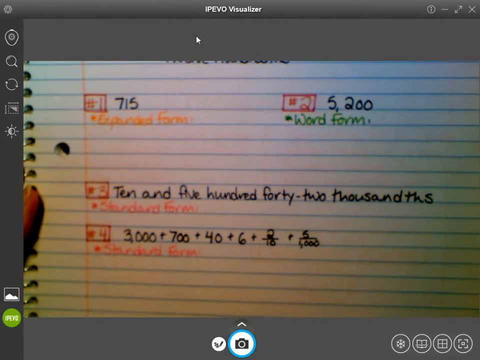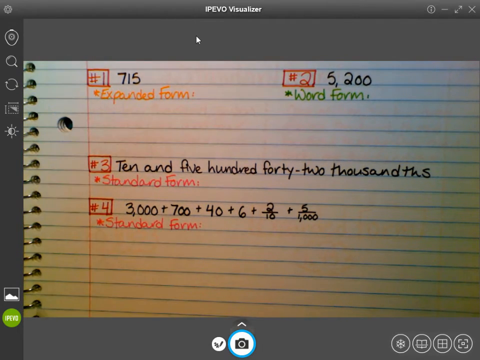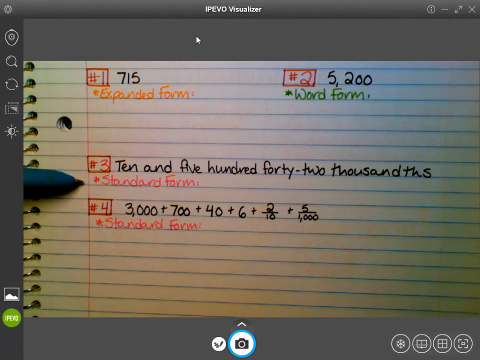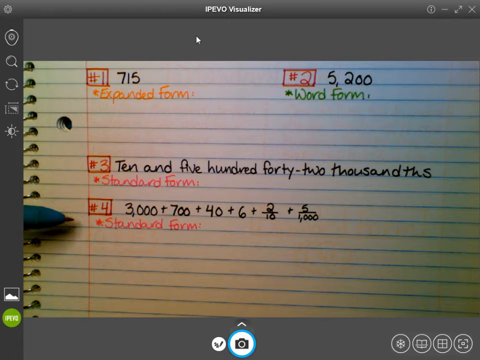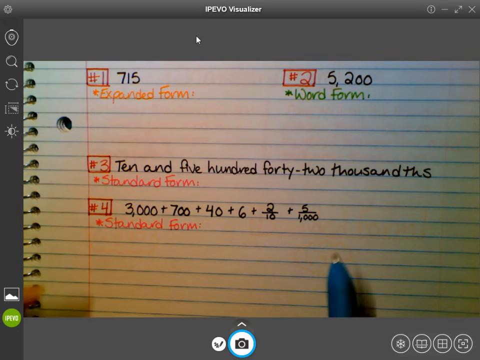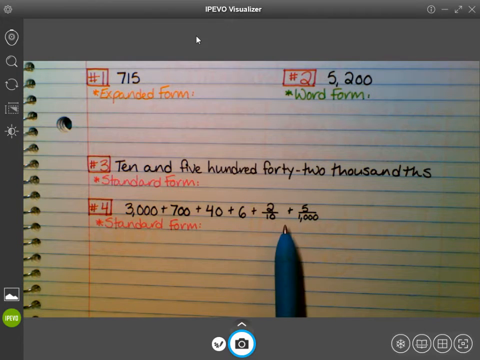It's okay, just get it written down for now. So number 3, you're given the word form and you're being asked to write it in numbers, standard form. And then number 4, you're given the expanded form. And now you might be thinking, whoa, Missy, we didn't talk about fractions. I'm not going to explain it to you yet. I want you to think about what you think these two represent.